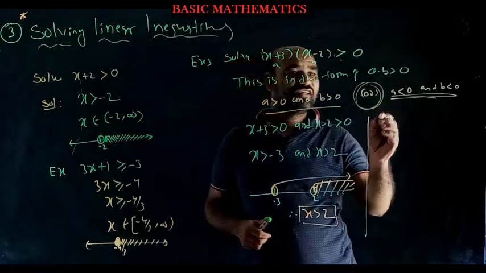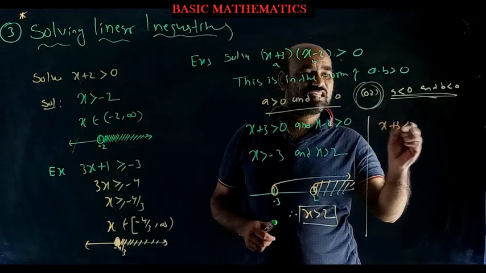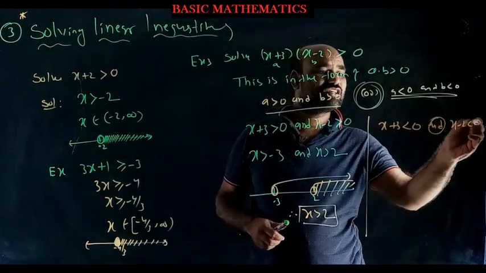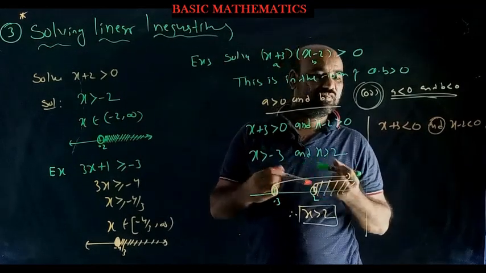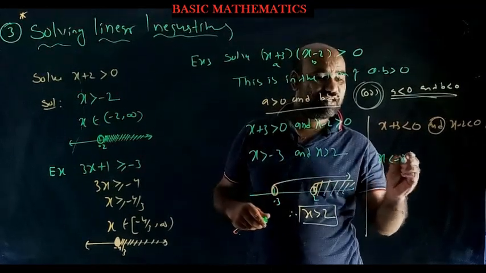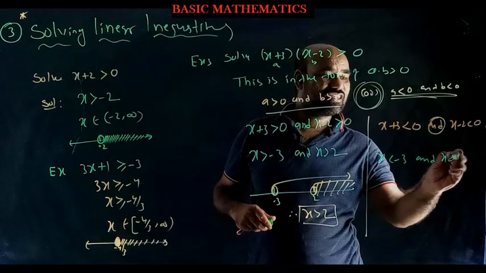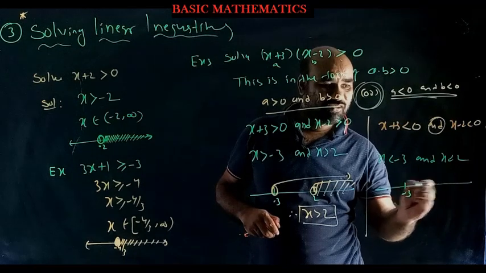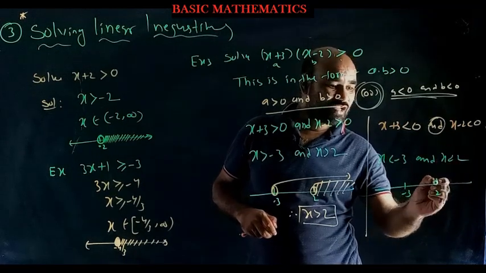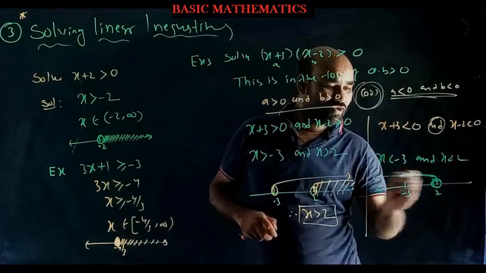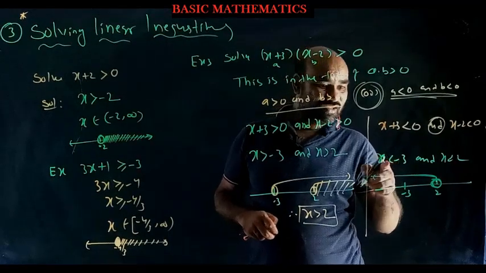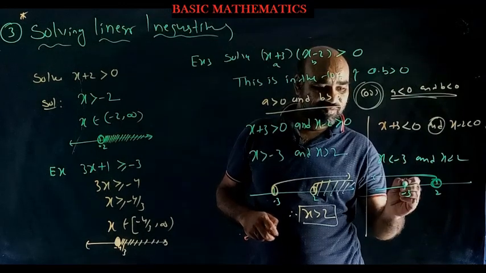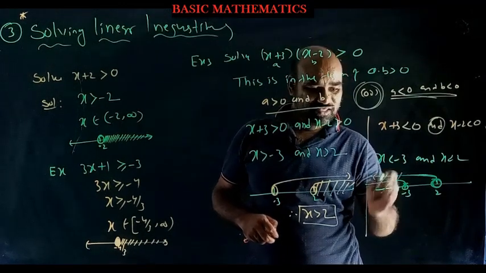Okay. Here a less than 0 means x plus 3 less than 0 and x minus 2 less than 0. Okay, x is less than minus 3 and x is less than 2. I want to combine these two by using the number line, minus 3. This x is less than 2 this side, not equal to but less than 2. And x is less than minus 3 this side. So the common area is this.